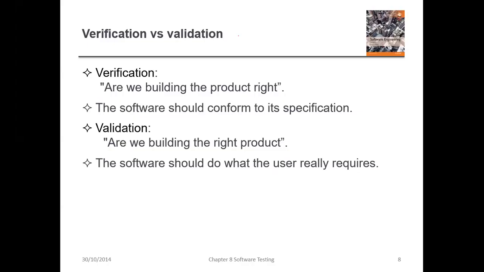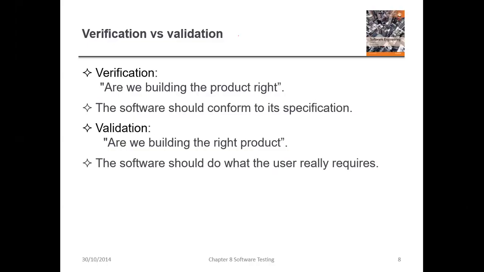However, if you are looking at validation, you say, are we building the right product? So you see that the focus is on the product. What it means is that the software should do what the user actually requires from the system that is being developed. The software should do what the user really requires. Another way you can look at these two terms is that during the process of developing a system, you want to verify that you are building the right product.